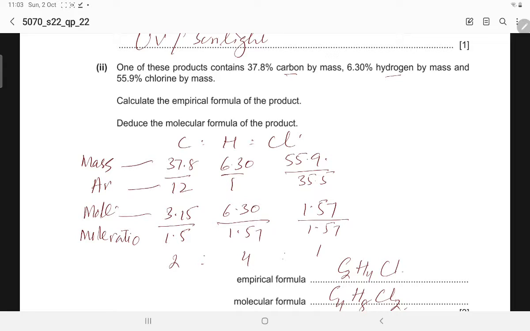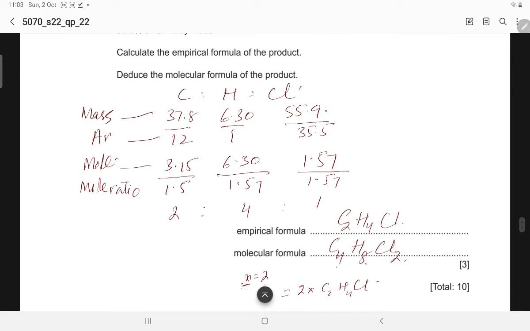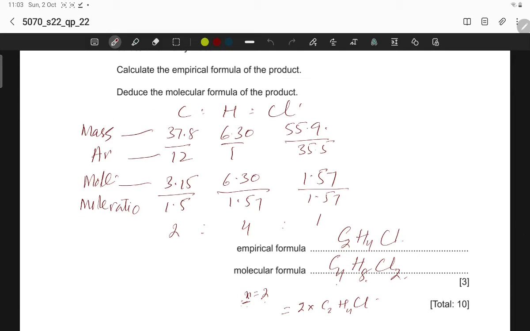Calculate the empirical formula. You know how to calculate the empirical formula: carbon ratio, hydrogen ratio, chlorine. First write down the mass, then AR, then mole, and then we find the mole ratio by dividing by the smaller number. So in this way we have C2H4Cl.